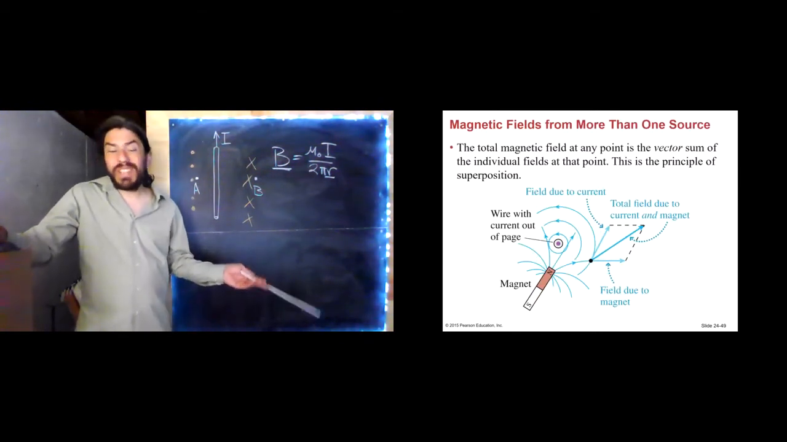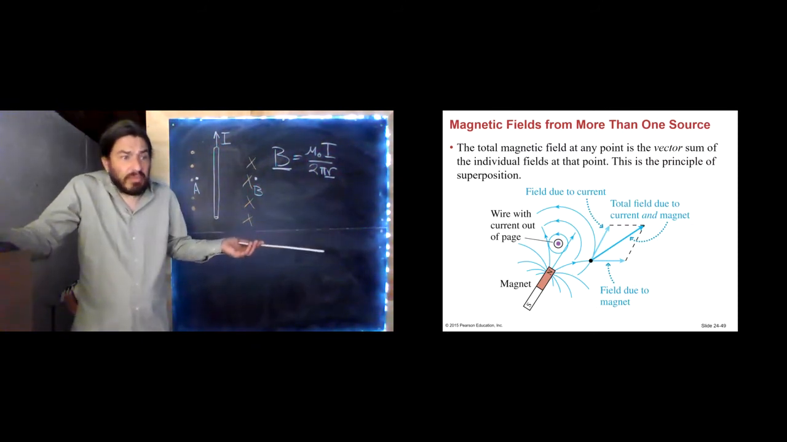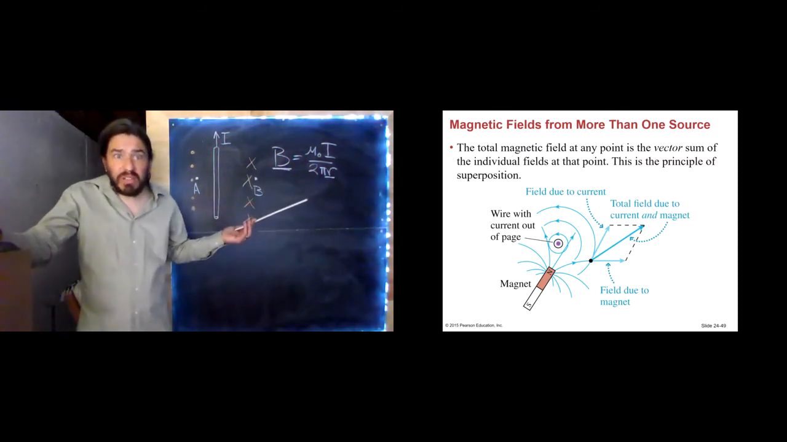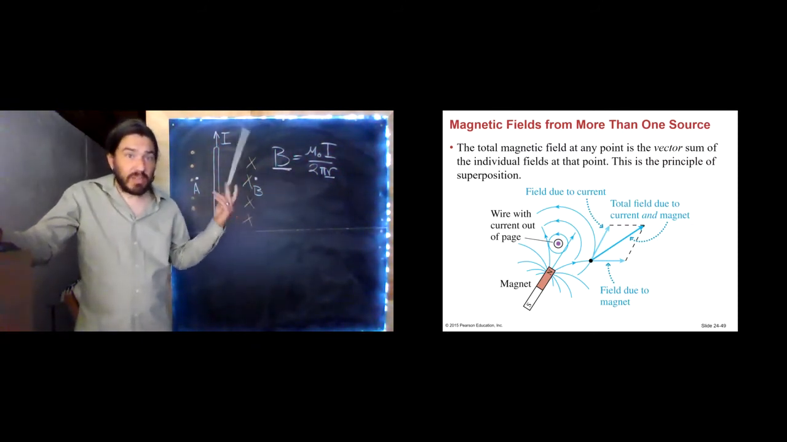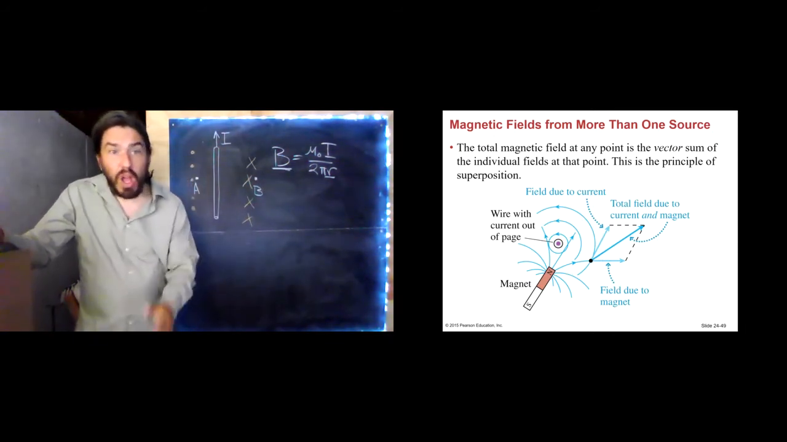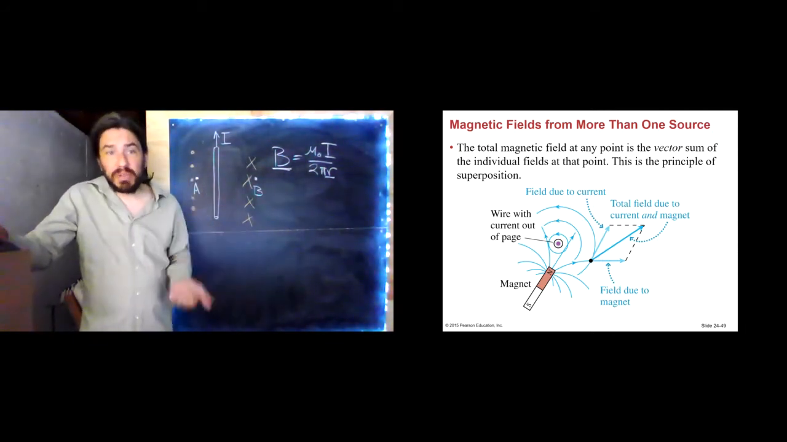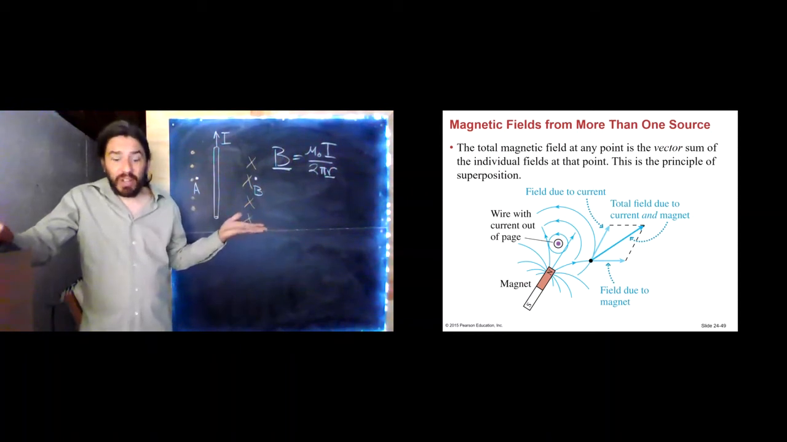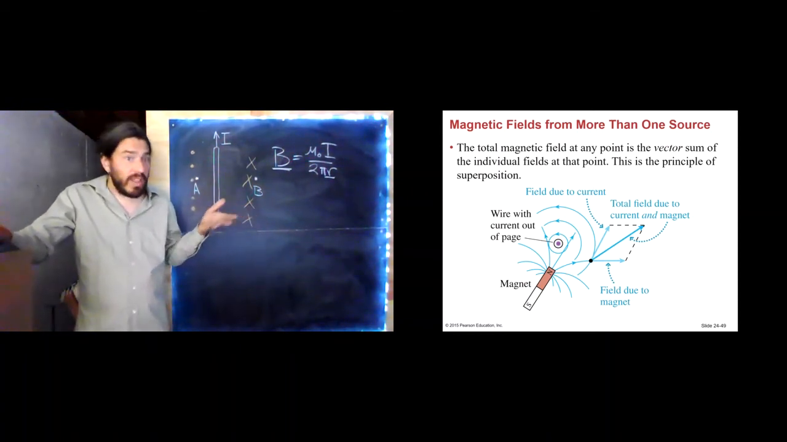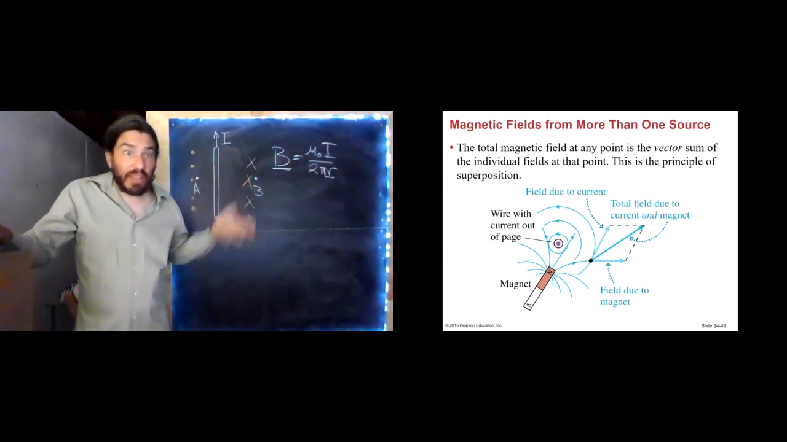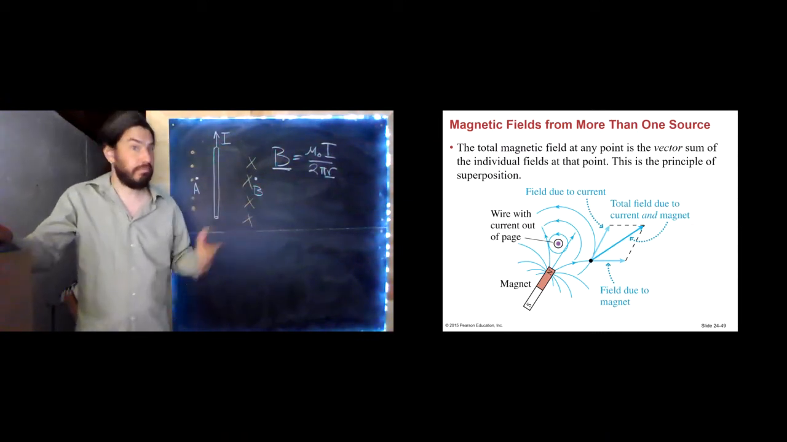So these are just vectors, right? And we've been practicing adding vectors and working with vectors a lot last semester and this semester too. So if we have fields from multiple sources, we just add them together like vectors. The same way that we would have added two electric fields together or two forces together.